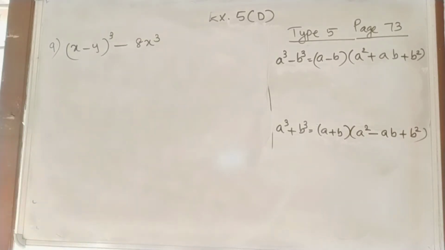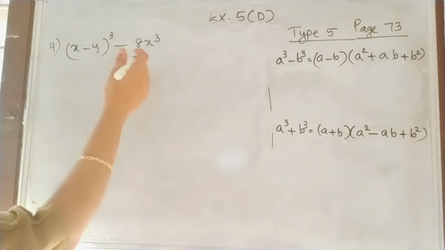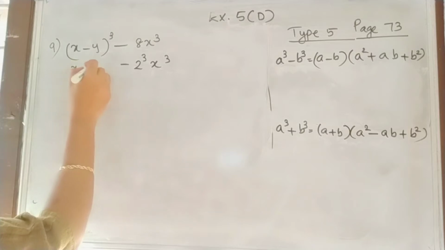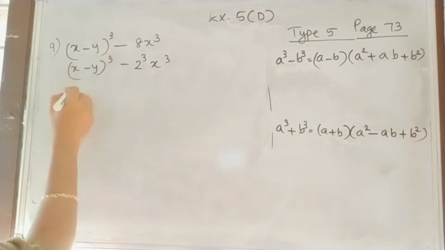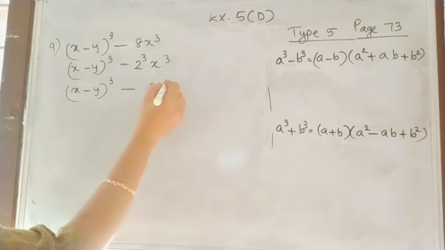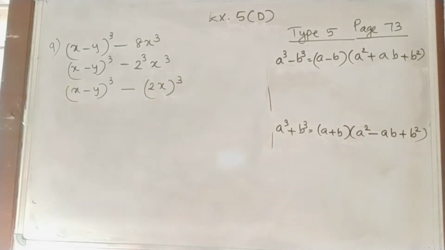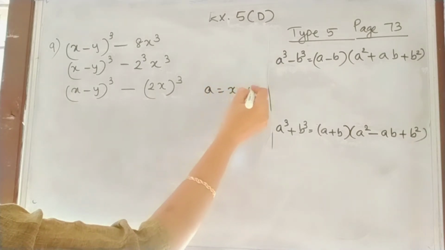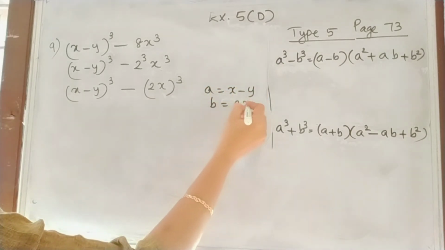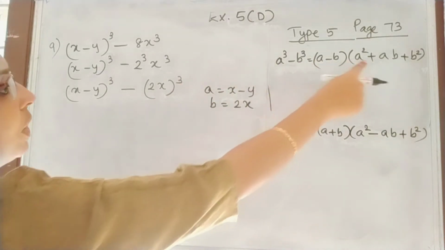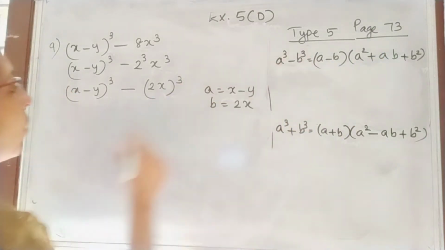Ninth question. X minus y whole cube minus 8x cube. So 8 can be written as 2 cube. 2 cube x cube here, x minus y the whole cube. So x minus y the whole cube minus 2x the whole cube. This is in the form of A cube minus B cube. Here A is equal to x minus y and B is equal to 2x. So A cube minus B cube is A minus B into A square plus AB plus B square.